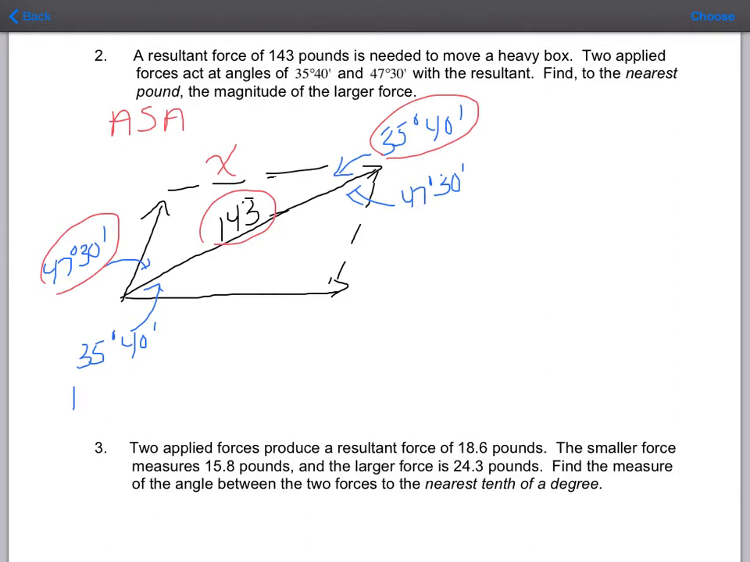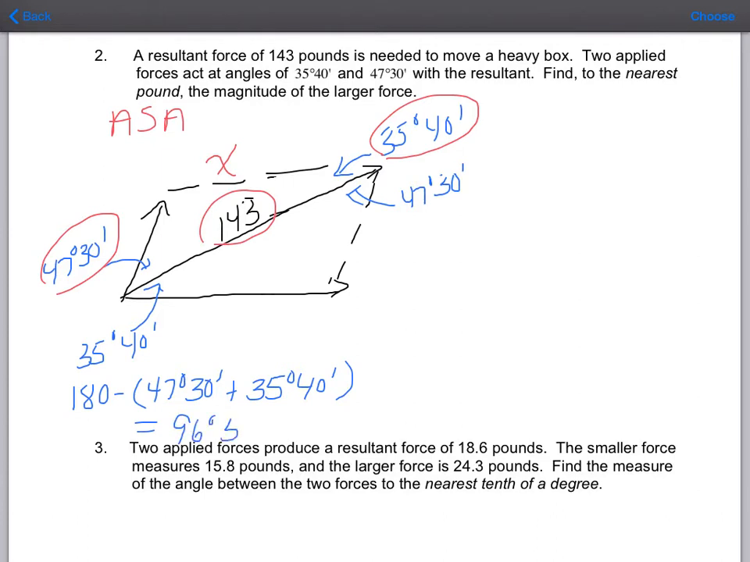So I'm going to go 180 minus 47 degrees, 30 minutes, plus 35 degrees, 40 minutes. Remember, your degree symbol and your minute symbol is under second APPS. Pause the video, take a minute, plug that in your calculator, and then come back and see what you got. Since I'm giving you degrees and minutes, your answer has to be in degrees and minutes. Well, hopefully you ended up with 96 degrees, 50 minutes.